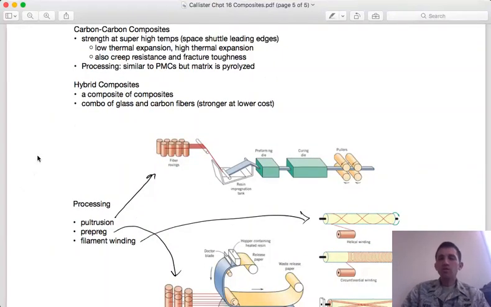You may also, for various reasons, have a need for a hybrid composite. It's essentially a composite of composites, where you have two different composite materials combined together. An example might be a hybrid of glass and carbon fibers, where you get a little bit of the benefit of the carbon fibers in a fiberglass composite, but not at the same cost of a fully carbon fiber composite.